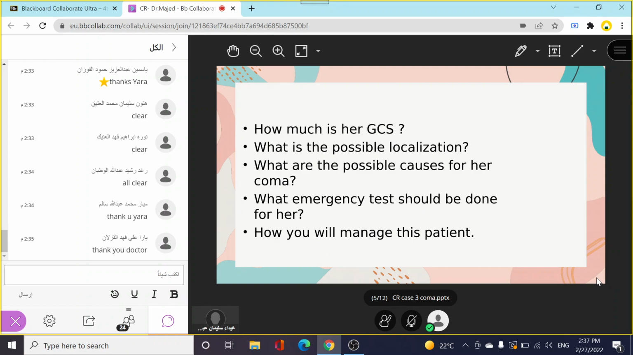Okay, so here are the questions. How much is her coma scale? What is the possible localization? And what are the possible causes for her coma? What is the emergency test that should be done for her? And how will you manage this patient?